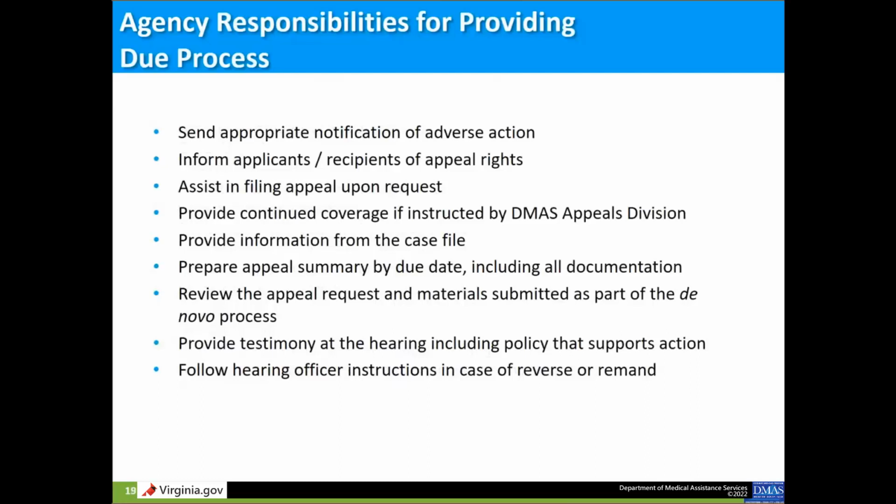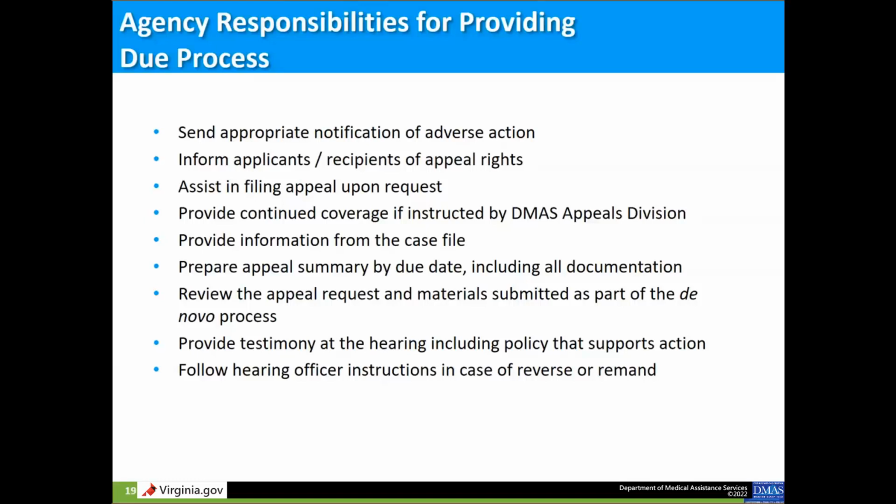There are several responsibilities that fall to the local agency related to the provision of due process. First and foremost, the agency must provide the member with advance written notice of an adverse benefits determination, which describes the action and their right to appeal it. Agencies must also assist members in filing Medicaid appeals if so requested by the appellant. Further, once the DMAS Appeals Division receives an appeal, the division may direct the local agency to continue coverage for the appellant during the course of the appeal and to provide written notice to the appellant and DMAS that this has been completed.